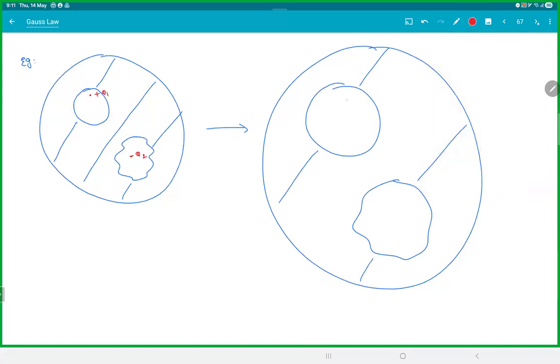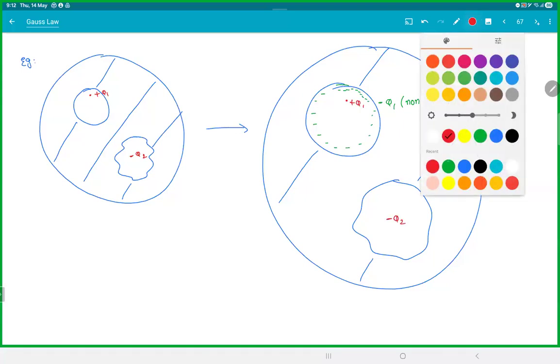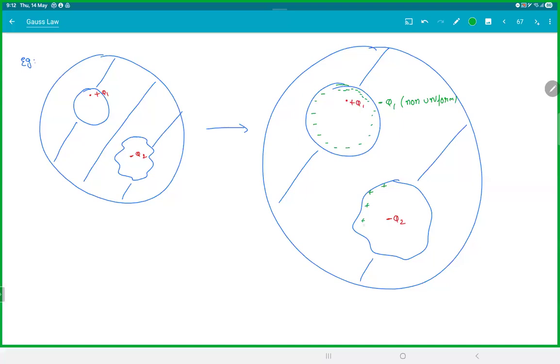Now, because this plus Q1 is not in the center, it will attract the electrons closer to the surface. So here there will be a lot of accumulation. Here the accumulation will be less, but the total will still be minus Q1. This will be non-uniform. If you don't keep the charge in the center, you'll get a non-uniform distribution. This minus Q2 is anyway on a random surface, so you will get non-uniform, but this time you'll get a plus Q2. This is also non-uniform.